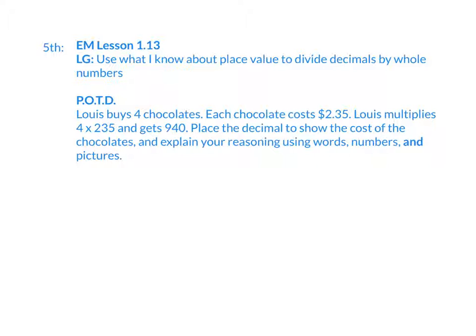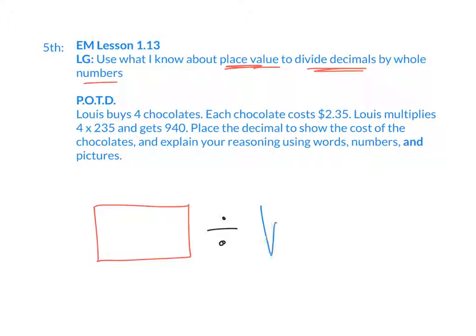So you can see today we're doing Eureka Math Module 1, Lesson 13. And by the end of today, you should be able to explain how you can use what you know about place value to divide a decimal by a whole number. Okay? What that means is you're going to have a decimal, and it's going to be divided by a whole number. Does that make sense?